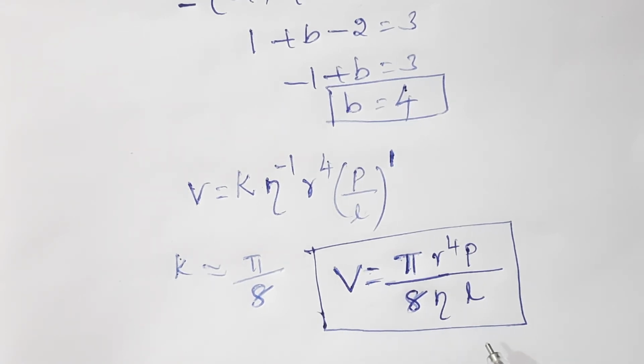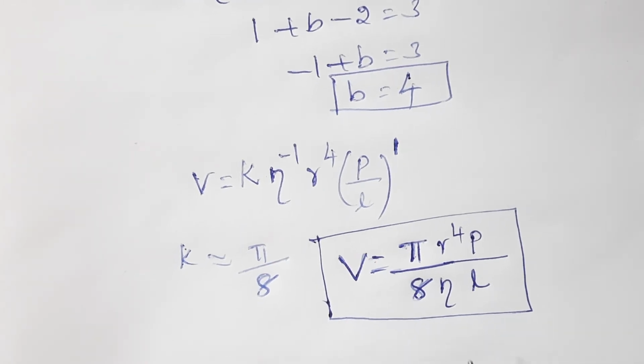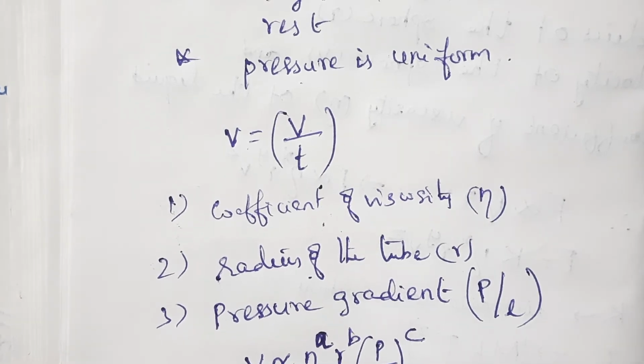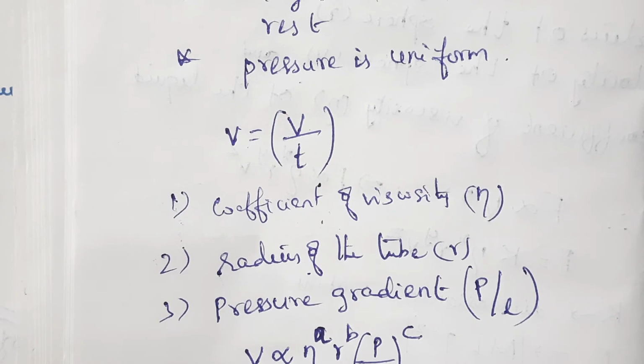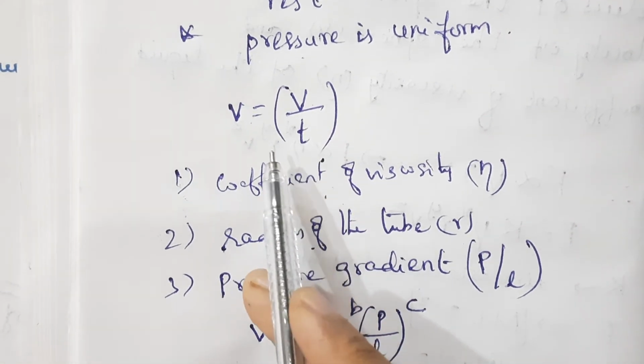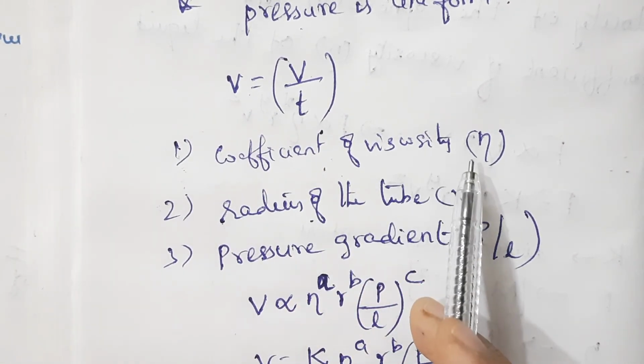Keep it in mind, this relation is good for the fluids whose velocities are lesser than the critical velocity. This equation holds only for the fluids which have velocities lesser than the critical velocity. Once again, Poiseuille's equation is used to find the volume of flow of liquid per second through a capillary tube, isn't it? So V is equal to V by T and coefficient of viscosity.